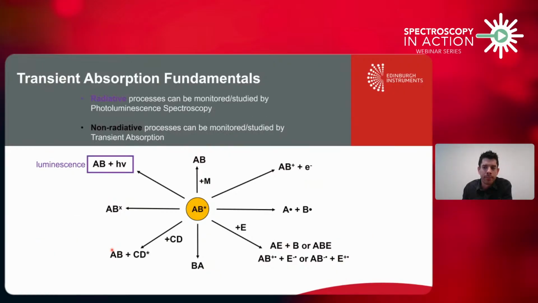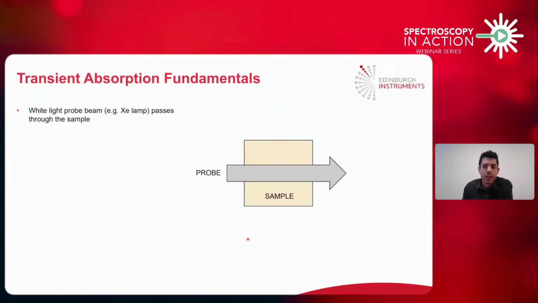So the radiative processes can be studied using photoluminescence spectroscopy, a fairly straightforward technique that has been analyzed in our previous webinar, and that I highly recommend to watch on YouTube on our channel. The rest of the processes appearing here do not include the emission of light during relaxation, and therefore photoluminescence spectroscopy would be meaningless. So transient absorption is an alternative technique suitable for studying the dynamics of the excited species. But how does transient absorption work?